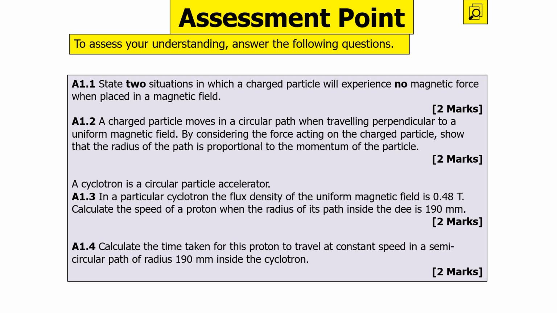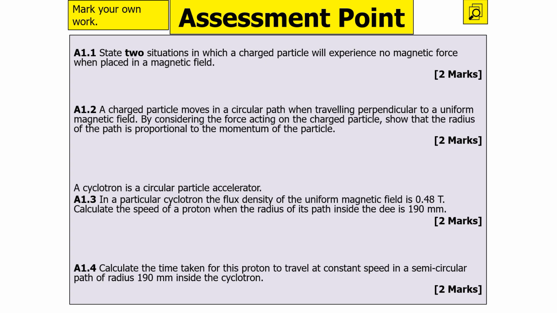In a particular cyclotron, the flux density of the uniform magnetic field is 0.48 teslas. Calculate the speed of a proton when the radius of its path inside the D is 190 millimeters. Then calculate the time taken for this proton to travel at a constant speed in a semicircular path of radius 190 millimeters inside the cyclotron. So pause the video now, then unpause the video when you want to go through your answer.